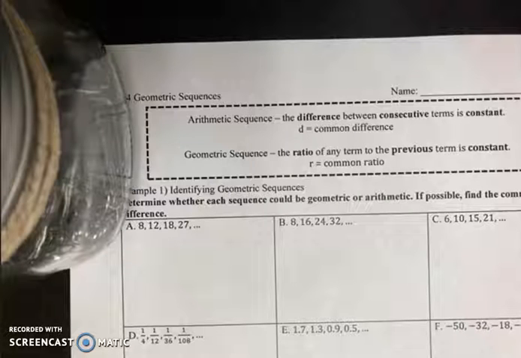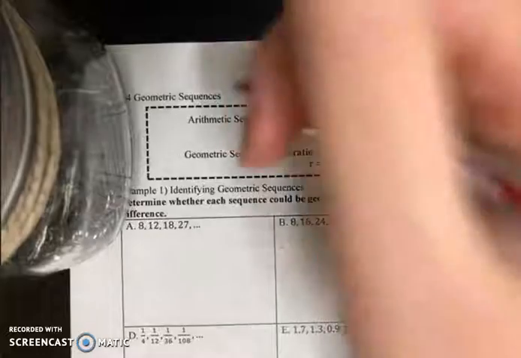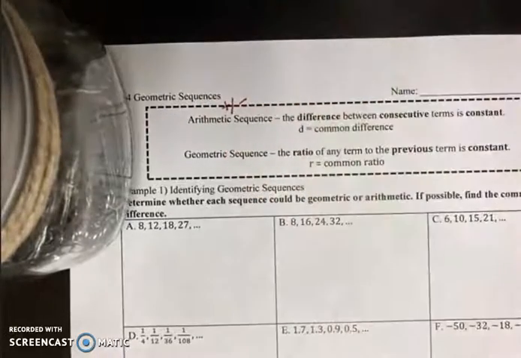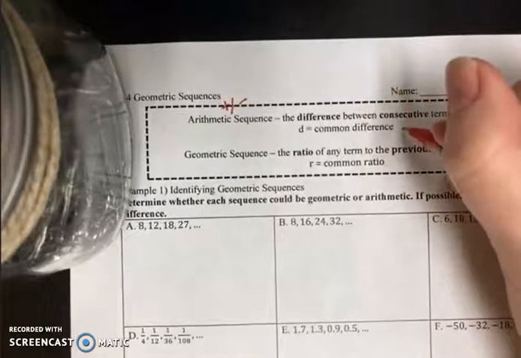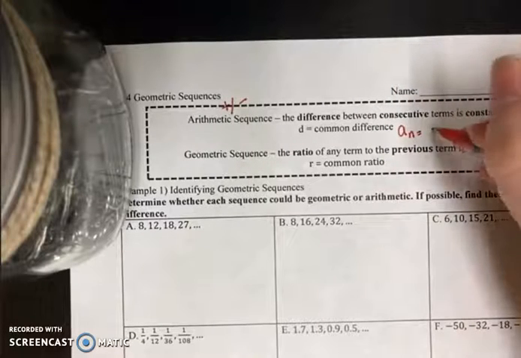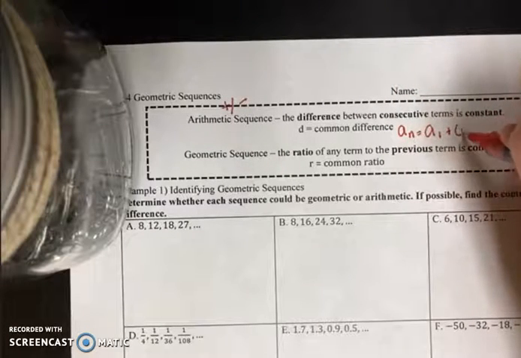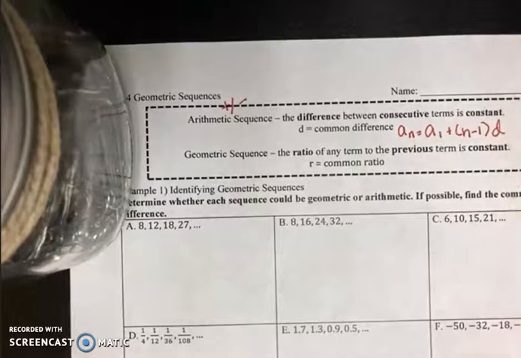So far, we've looked at sequences and series and wrote rules by determining what the pattern was. Then you learned what an arithmetic sequence is, which is when there's a constant difference between each term. So you're always adding or subtracting the same number every single time. And the rule for that ended up being a sub n equals a sub 1 plus n minus 1 times d, where d is the common difference.